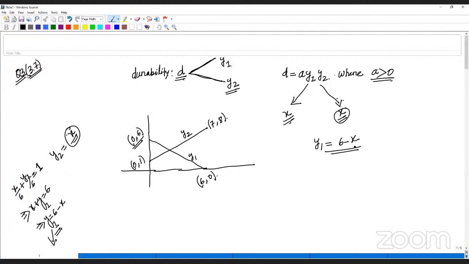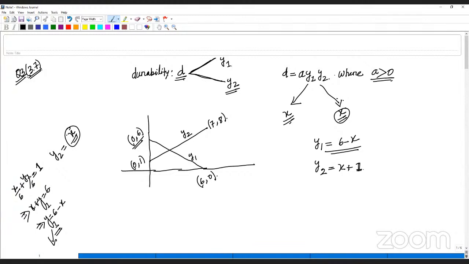Similarly, you need to compute the value of y2. So what will be the equation of y2? Just a second, I did it somewhere, not able to find it right now, but I did that in math. Okay, so the equation of y2 is basically x plus 1, right?